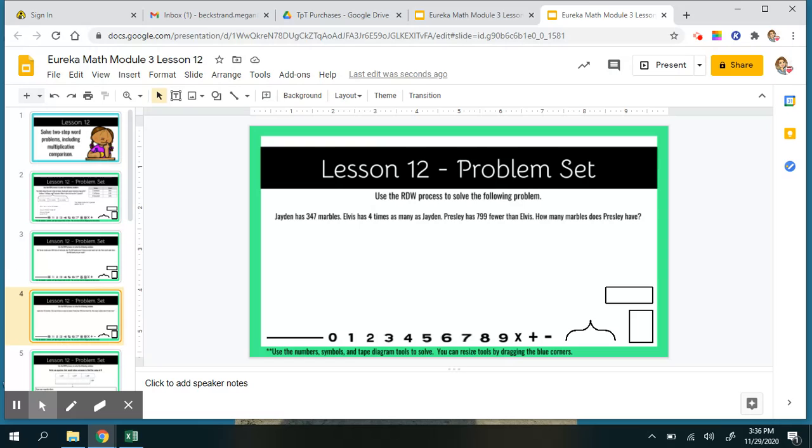Actually, I think we were going to do this one. So we'll do this one and then we'll pop over to lesson 13. So Jaden has 347 marbles. Elvis has 4 times as many as Jaden. Presley has 799 fewer than Elvis. How many marbles does Presley have?